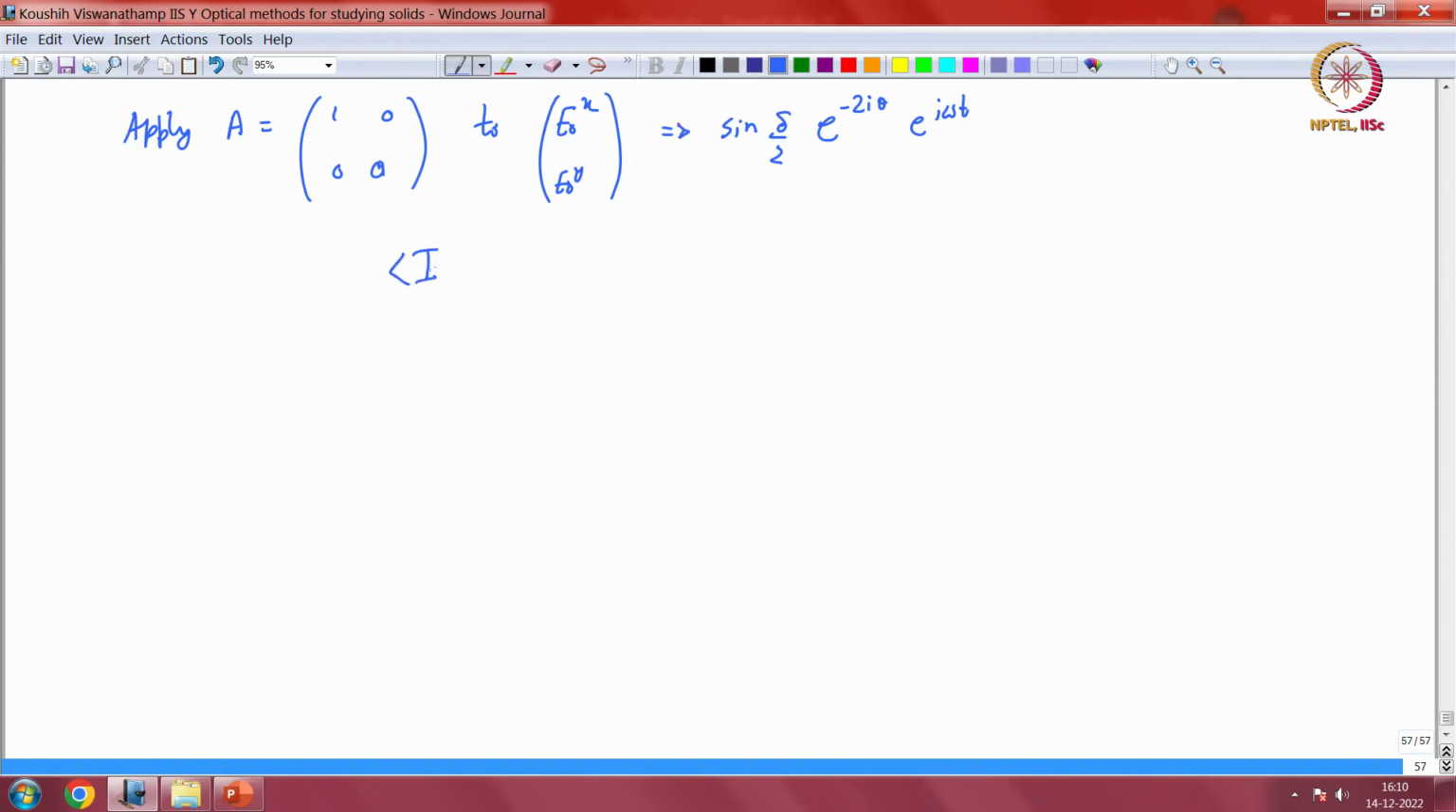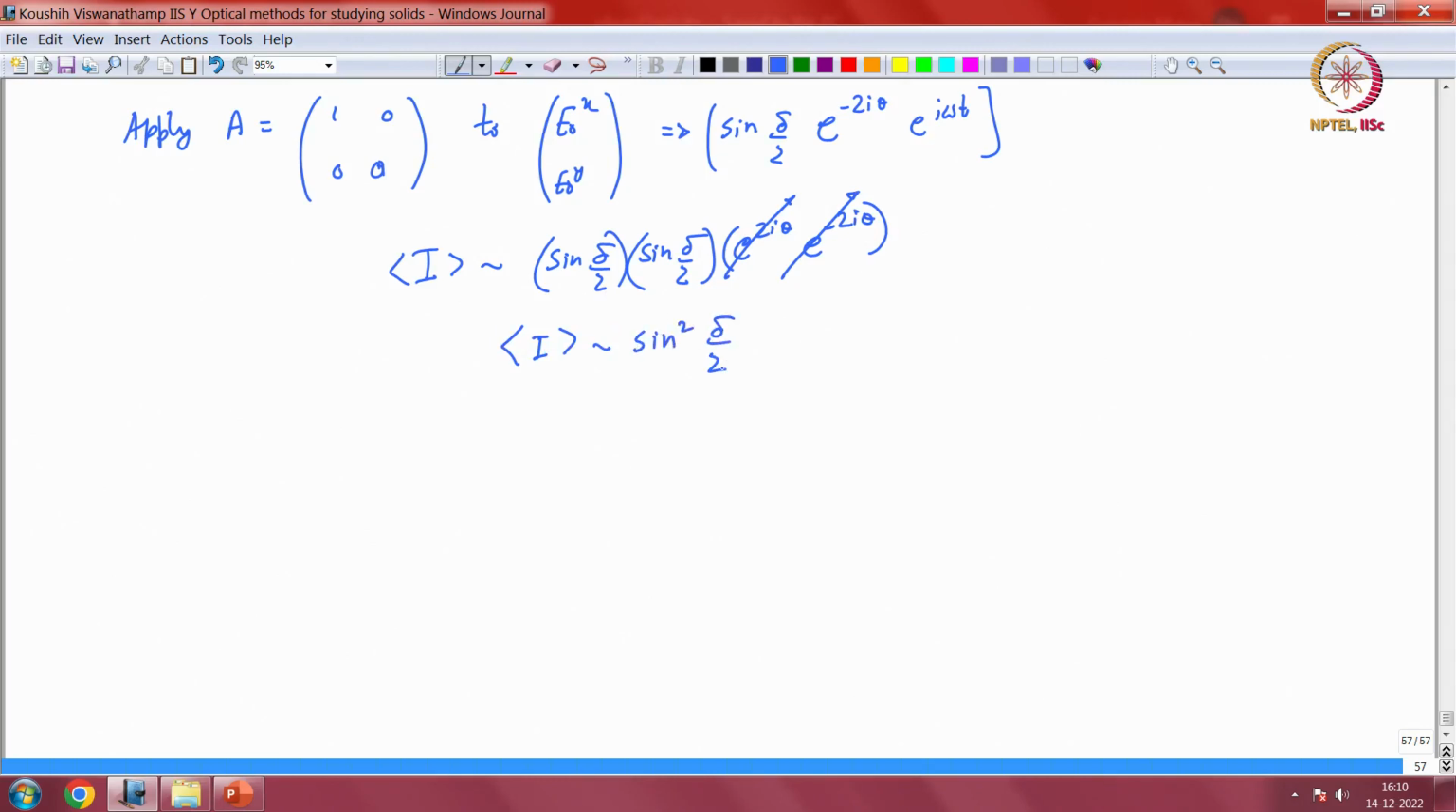Now again, the time average intensity is proportional to this complex conjugate times this. So, it will be sine delta by 2 times sine delta by 2. The complex conjugate will change this term, and this term anyway is going to go away for the time averaging, and these two will of course cancel each other out. So, the final intensity that you see in the dark field image for a circular polariscope is given by this, and like I mentioned before, this is independent of theta.